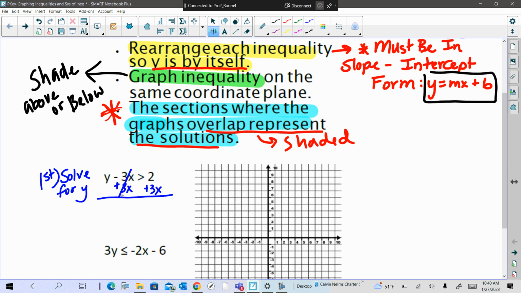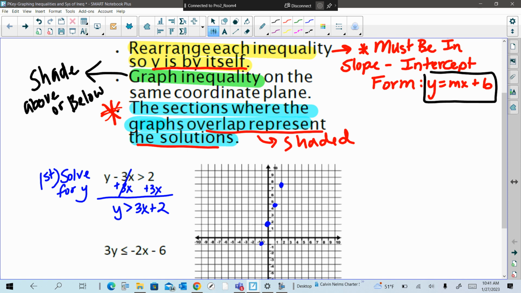So what would we write here now? Yep, 3x plus 2. Now it's ready to graph. So where do we start on our graph? Positive 2 on the y-axis. How do we move from that point up? How many? 1. Okay, 1, 2, 3 to the right 1. Or I can count down 1, 2, 3 to the left 1.